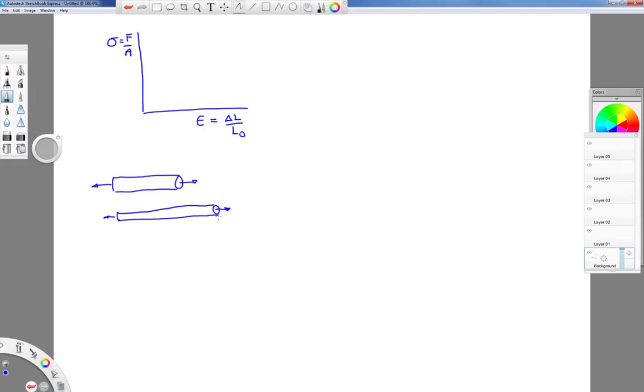It's hard to draw very straight on this tablet. But what I'm trying to show in this picture is that this final dimension, or instantaneous dimension, is going to be different than this initial dimension for the diameter. And so what that means is, as compared to our initial cross-sectional area, the instantaneous cross-sectional area is going to be different. It's going to be reduced.